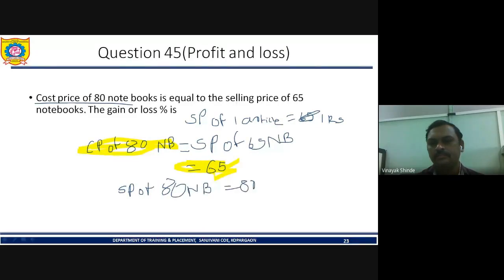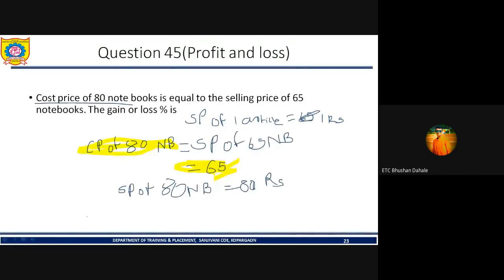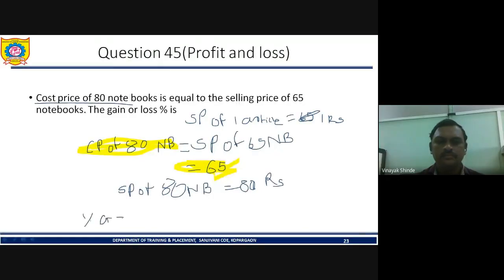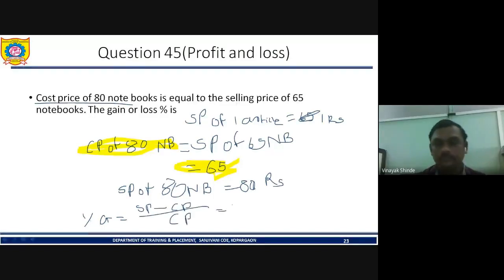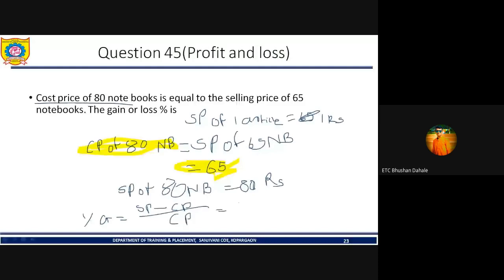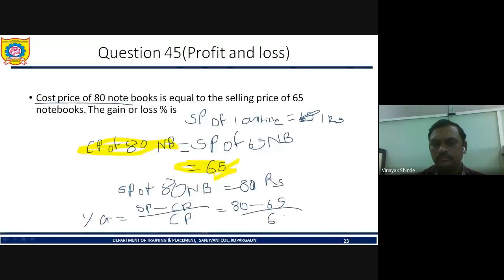Next step. Sir, percentage gain formula. Tell me the formula. Selling price minus cost price upon cost price into 100. Okay. Next. Therefore, 80 minus 65 upon 65 into 100. Very good. Many students have written the answer as 23 in the chat box. So hope this answer is correct.